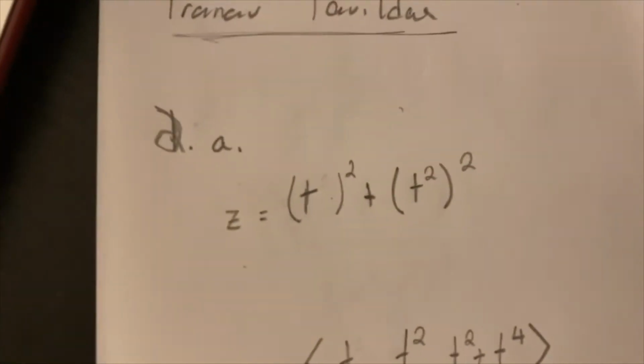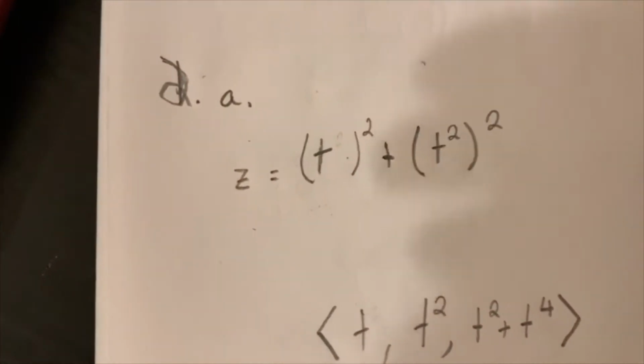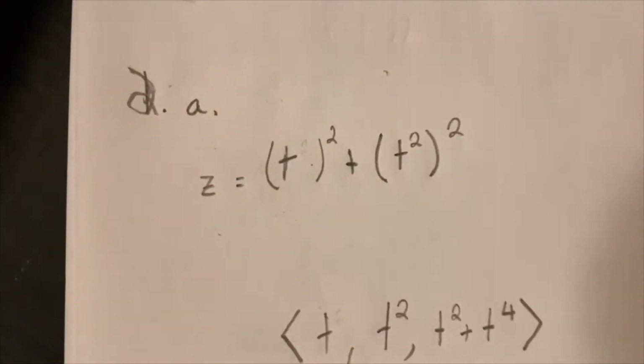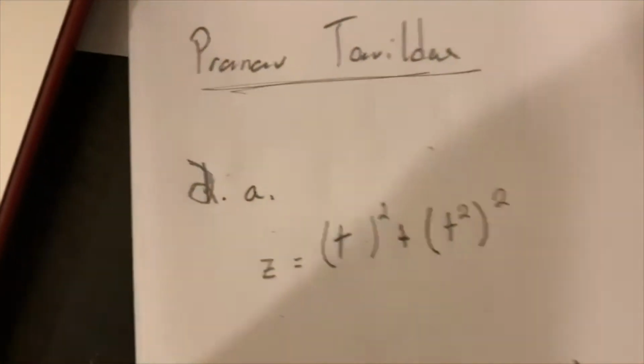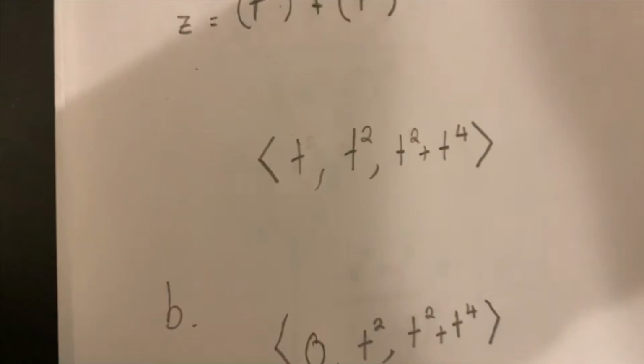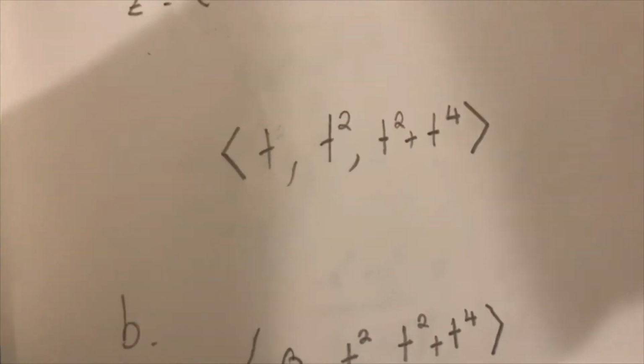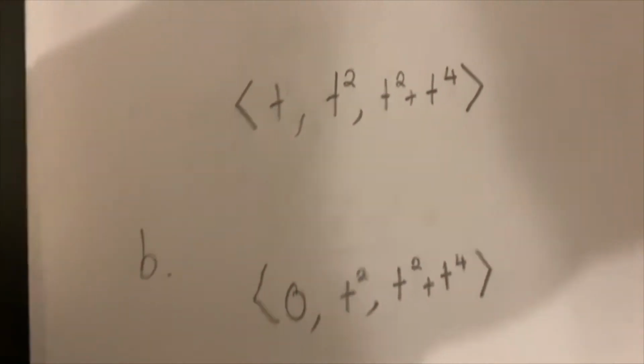So simply by plugging this into the z component, you get z is equal to t squared plus t squared squared, because that was the equation that was originally given to us here in question 1. So that will give you the z component. So once you get that, you get, as they stated before, t squared plus t to the power 4.